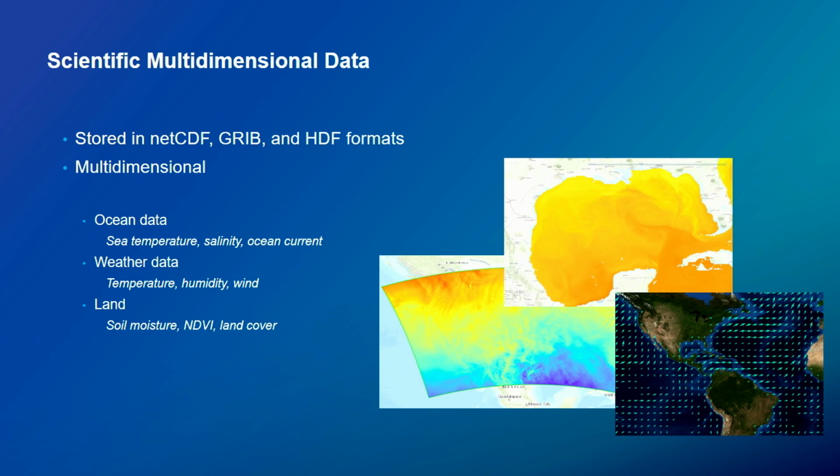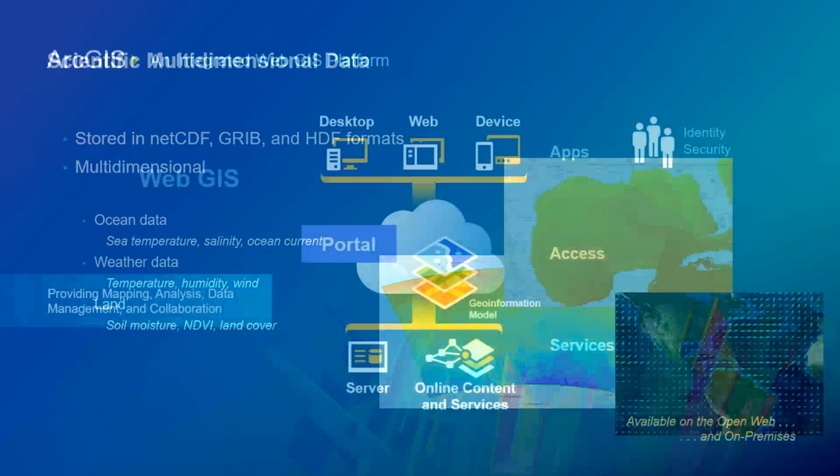Some examples are ocean data, sea temperature, weather data, land surface data, and a bunch of other data. A lot of this data falls into this category, and a lot of model output also falls into this category.